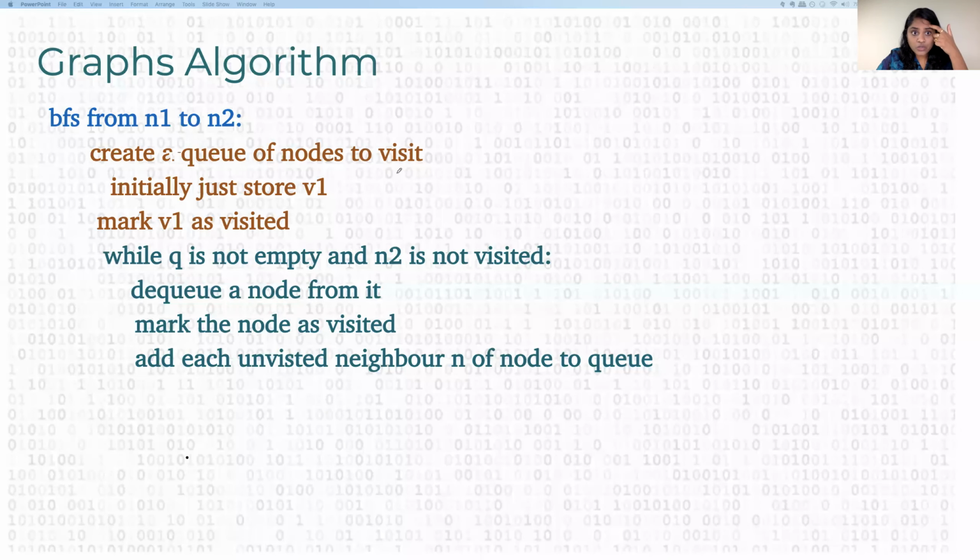So to keep track of the nodes to visit, we use a queue. Initially, I just store the node v1 and mark v1 as visited. And while there are elements to process in the queue, I dequeue a node from the queue and mark that node as visited. While visiting the node, I also assemble all the unvisited neighbors of that particular node. So I see the neighbors of that node and I add them back to the queue.